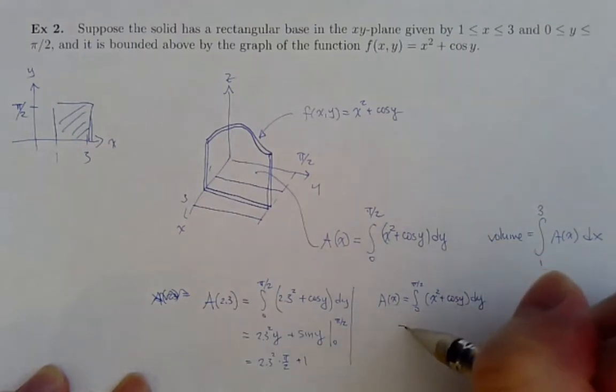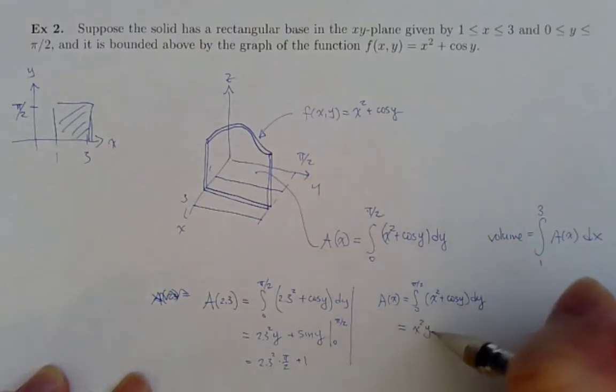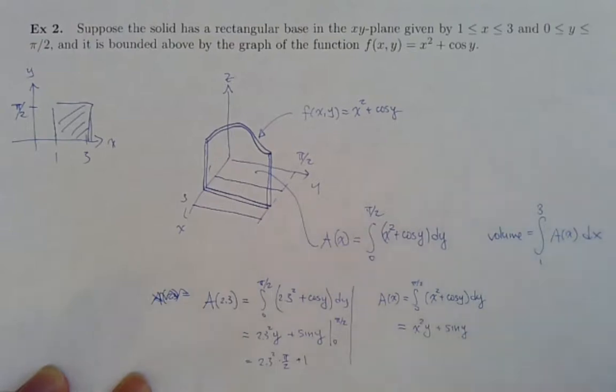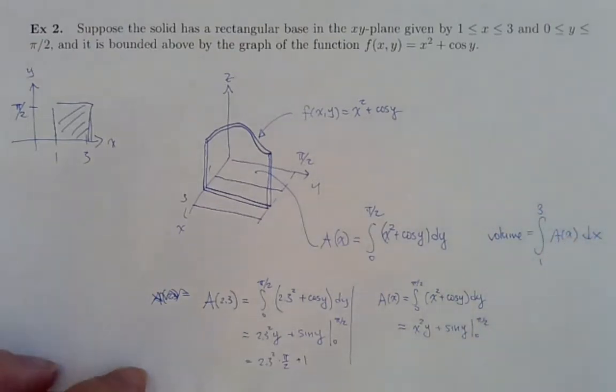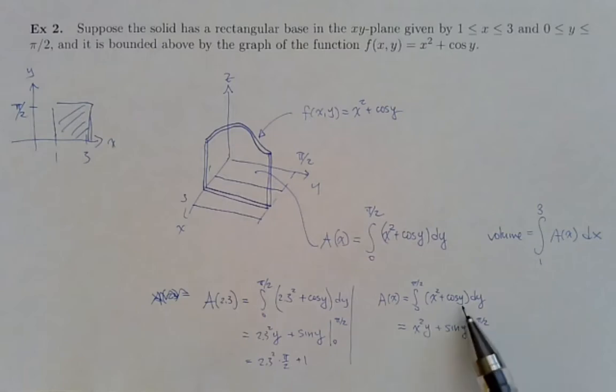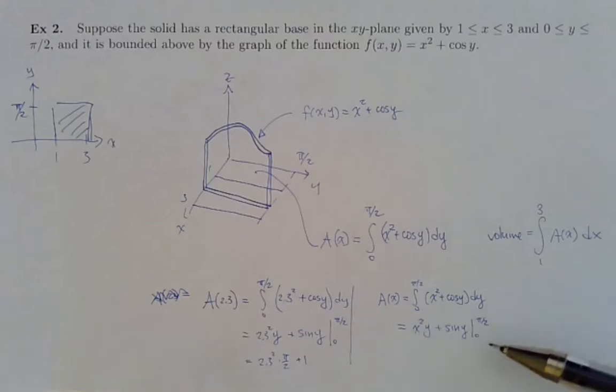Here, this is equal to x squared y plus sine y, evaluated from 0 to pi over 2. If I take the derivative of sine y, I get cosine y. If I take the derivative of x squared y, I get x squared, because x is just a number. X might be 2.3, it might be 1.7, and so forth. And we're treating x as a constant. So in some sense, we're taking partial derivatives here.